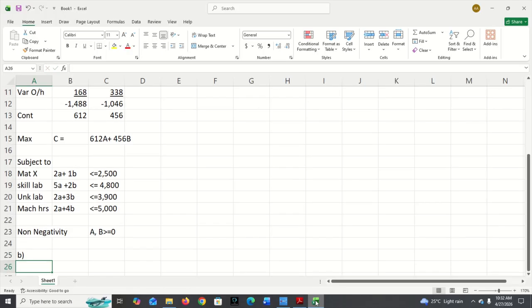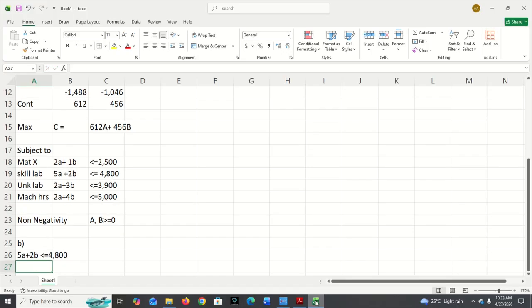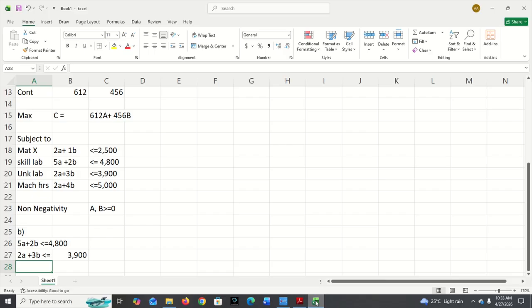So skilled is 5a plus 2b less than or equal to 4,800. And for unskilled, we have 2a plus 3b less than or equal to 3,900. Alright, so those are the two that we have. We will call these equation 1 and equation 2, just like we do in normal mathematics for simultaneous equations.